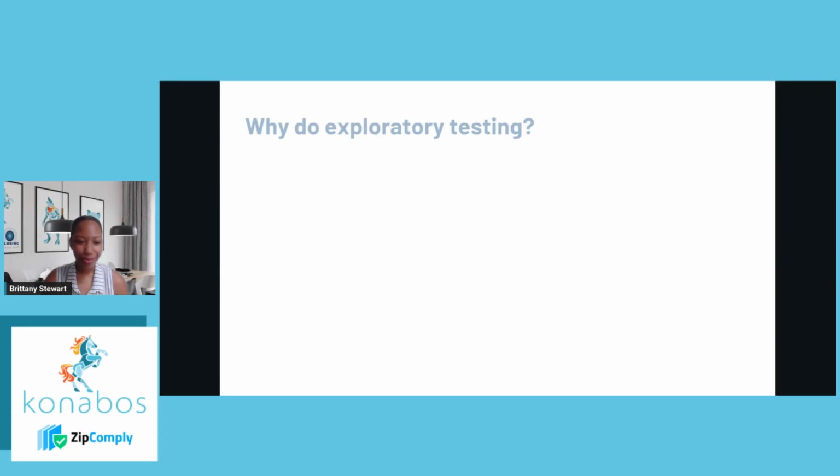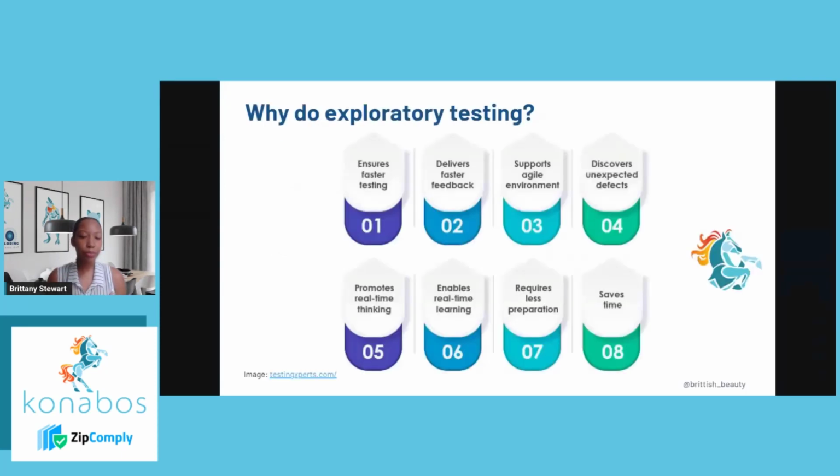I included this slide because I love the image. It basically summarizes all that I've said just now about why we do exploratory testing. So firstly, it ensures faster testing. It does allow us to deliver feedback at a faster pace. And so with that, it supports our agile environments. It allows us to discover unexpected defects, and it promotes real-time thinking, which is lovely.